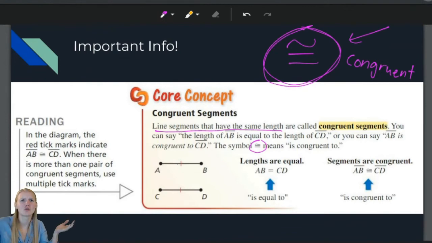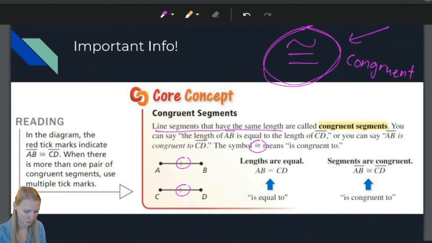So, how do you know that two segments are congruent? They have the same length. If AB is 5 units long and CD is 5 units long, they are congruent. If one is 5 units long and one is 4 units long, they are not congruent. Okay. So, also, these little tick marks mean congruent. Anytime you see a tick mark, and that's what we call these, we call them tick marks, it means that AB and CD are congruent.